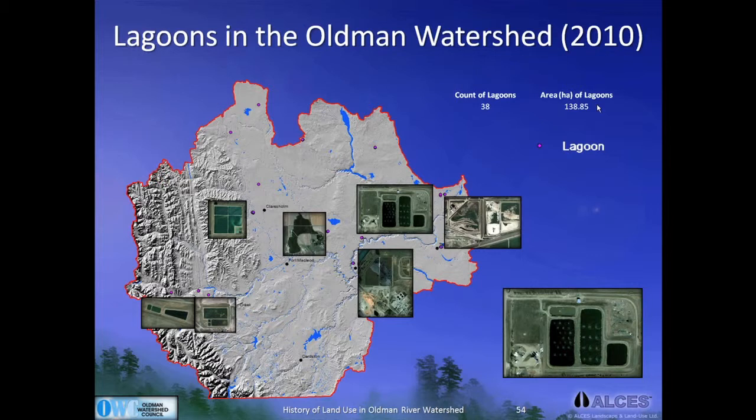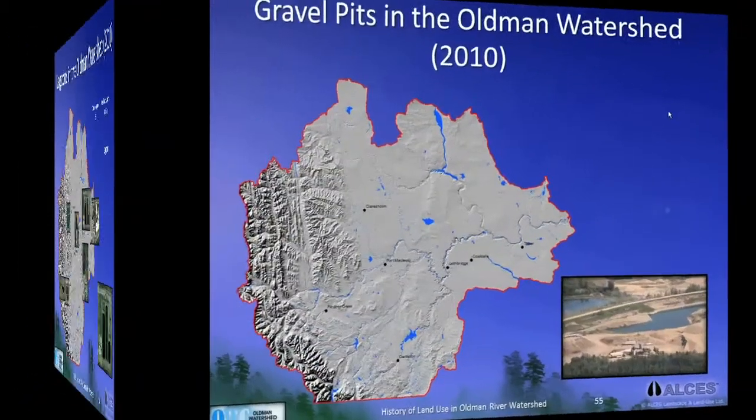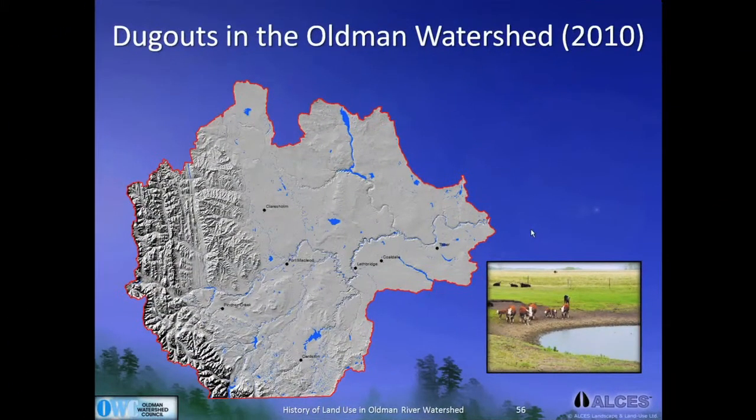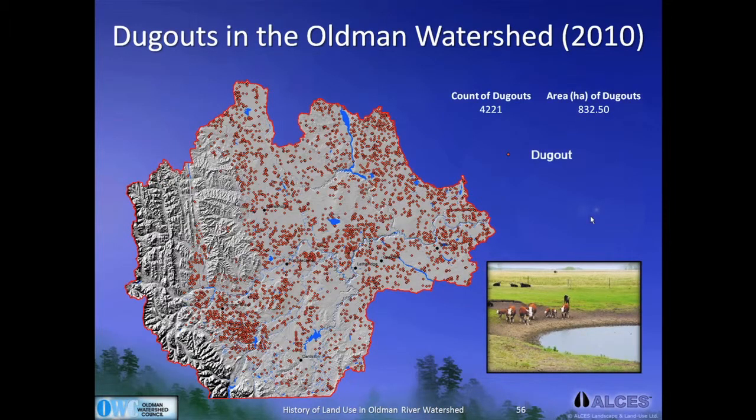What about gravel pits? About 206 gravel pits consuming about 2,200 hectares. And you can see that the majority of them are aligned with the mainstream rivers in the study area. Some are not. Others are following these tributaries quite nicely. In terms of dugouts that are required or helpful to provide water to livestock, there are about 4,200 in the basin, consuming about 832 hectares, and here you get to see their distribution.